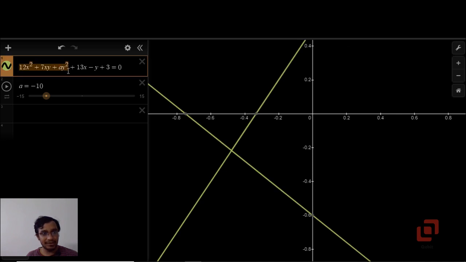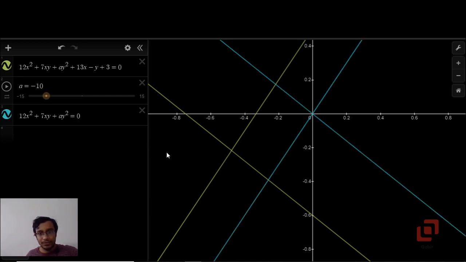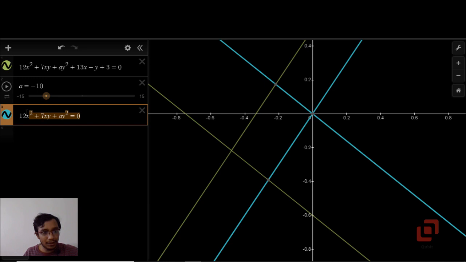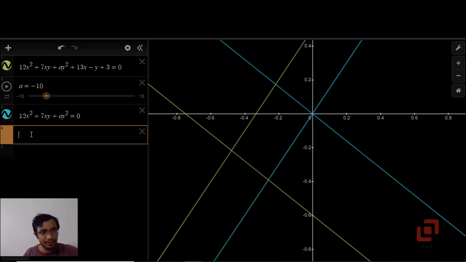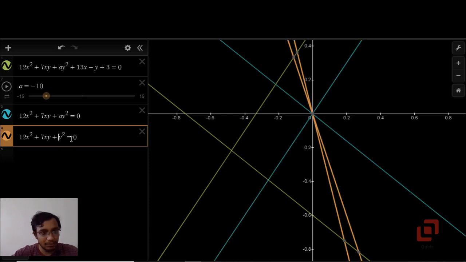What I'll do is I'll just consider the first part. So what I've done is I've just shifted the origin to this point, and now what I will do is I will take the value of a as not minus 10 but minus 12.